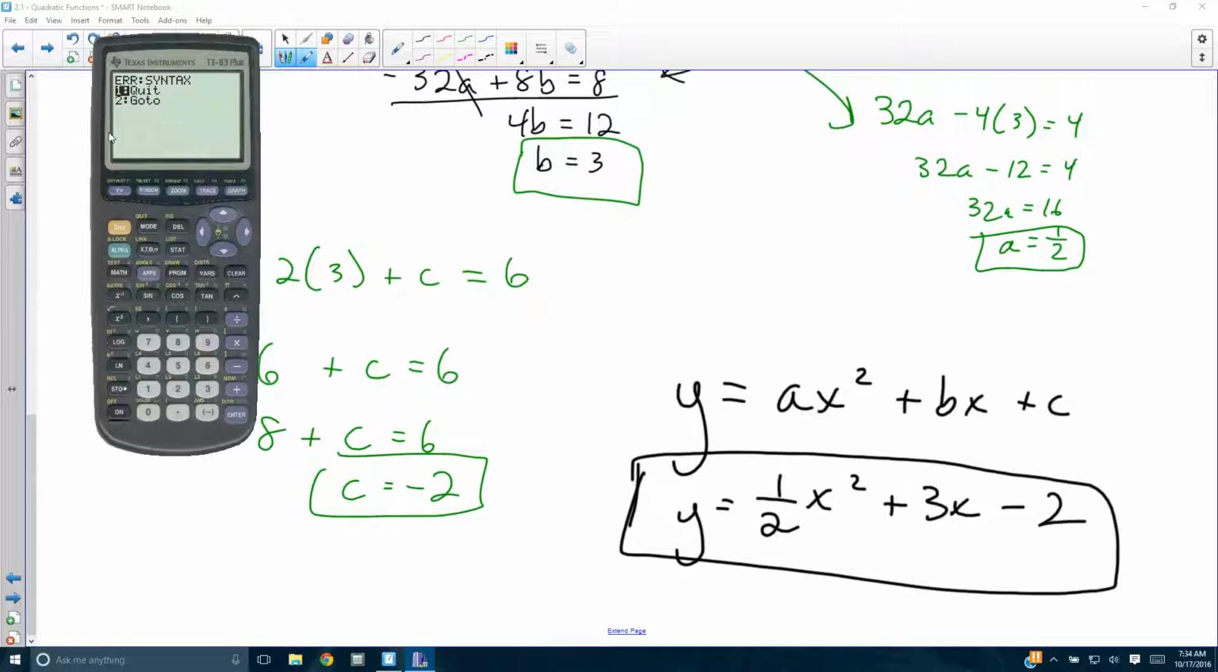What did I do? One sec. I always have syntax errors. It's something within me here. I might have hit X. Oh, look at this. Caret squared. Here we go. All right, so you get a quadratic equation right there.